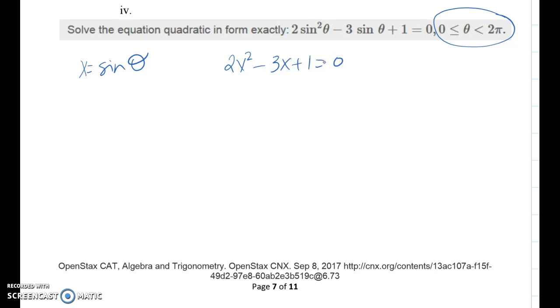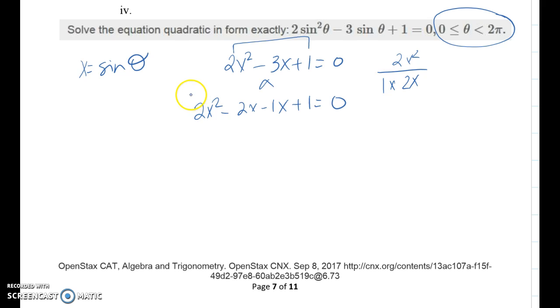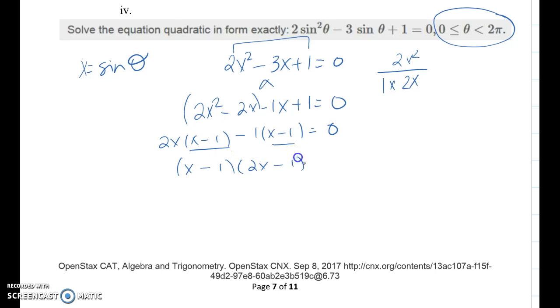I'm going to do like I did the last time. I'm going to multiply the 2 times the 1. That gives me a 2x squared. I say what will multiply to give me 2x squared? Just 1x, 2x. I unadd this piece here. So 2x squared minus 2x minus 1x plus 1. I do all that because when I get 4 terms, I can factor by grouping. So this gives me 2x times x minus 1. Factor out -1 in the back one. They both have an x minus 1 in common.